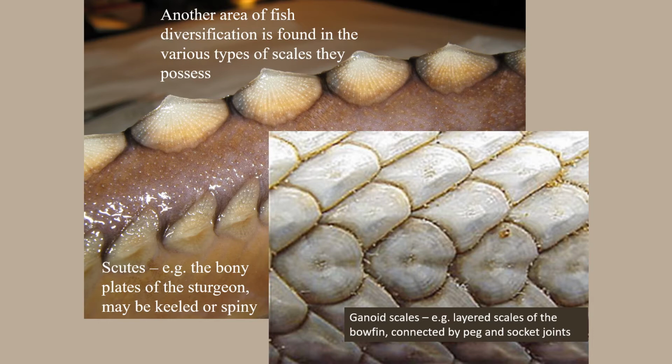Unlike sharks, bony fishes have a diversity of external coverings. The fish can either have scute or ganoid scales. Scute, Latin for shield, form bony plates that are often modified to be keeled or spiny. Ganoid scales, on the other hand, are diamond-shaped and connected by peg and socket joints.